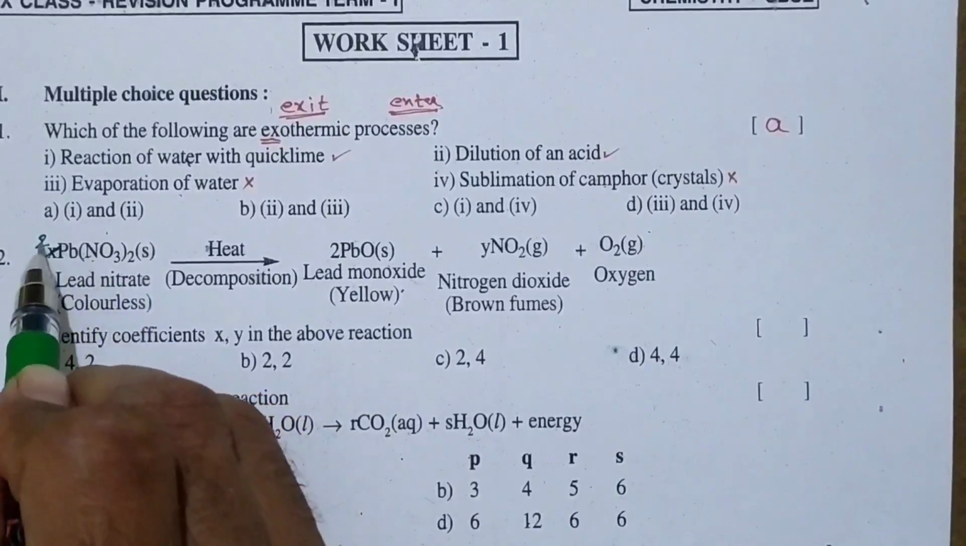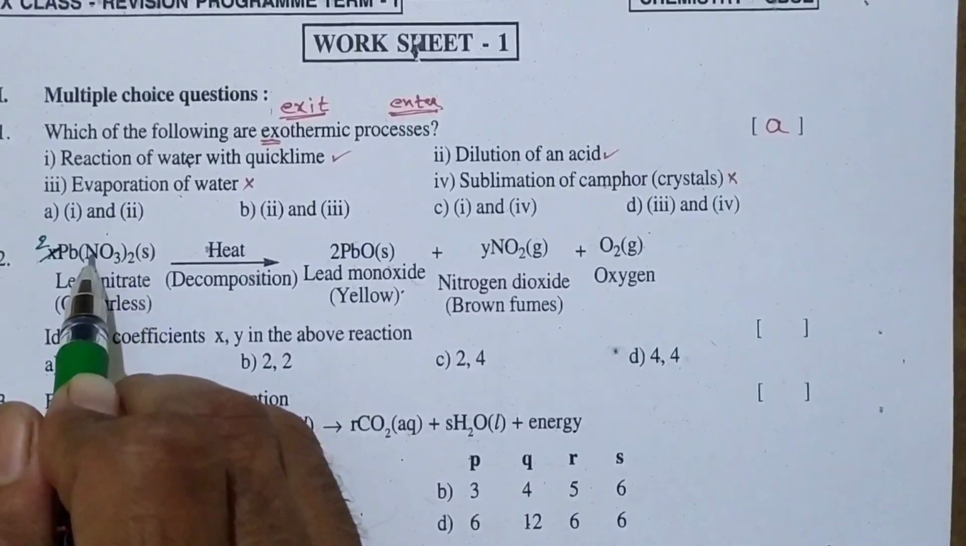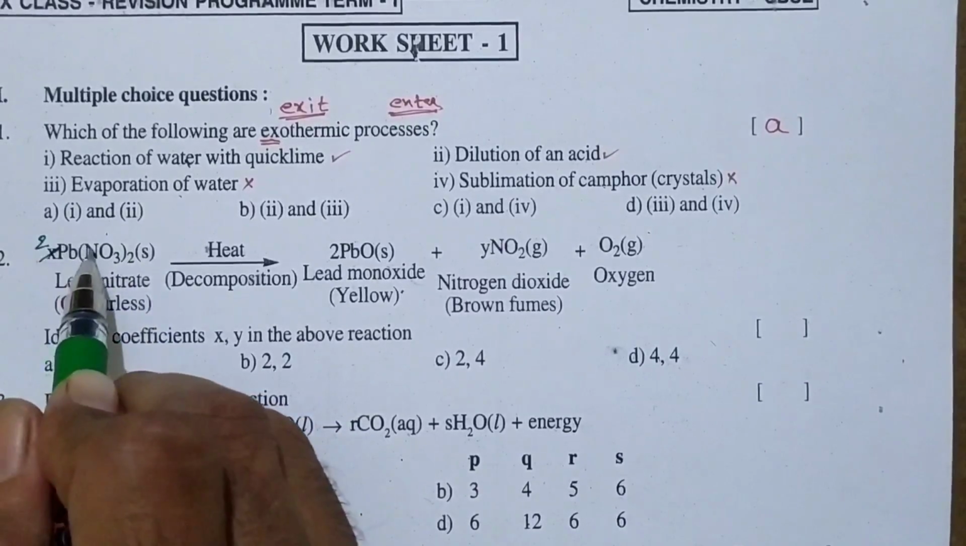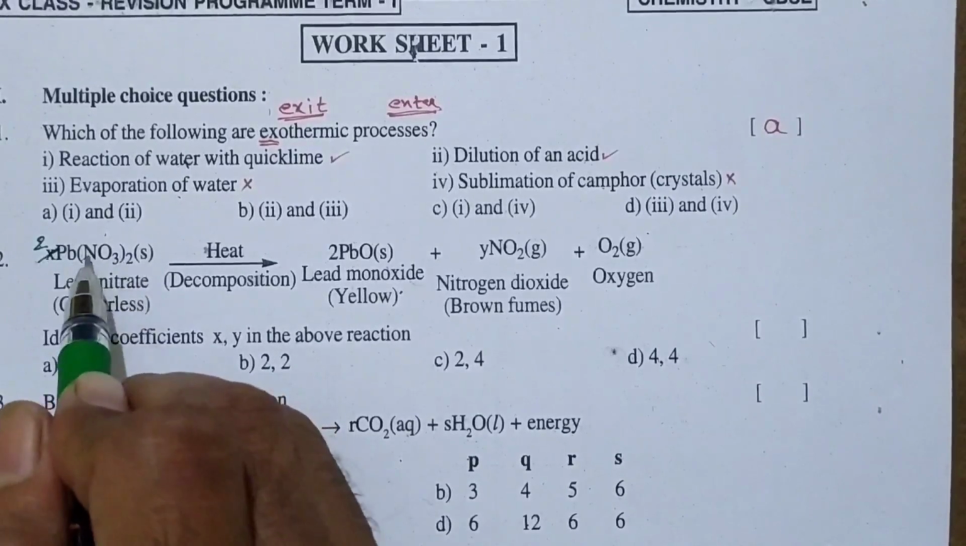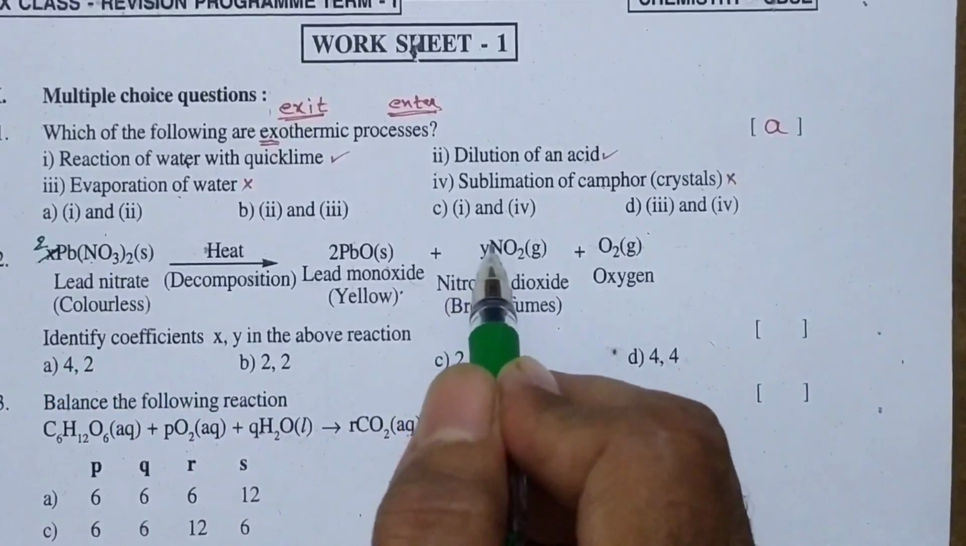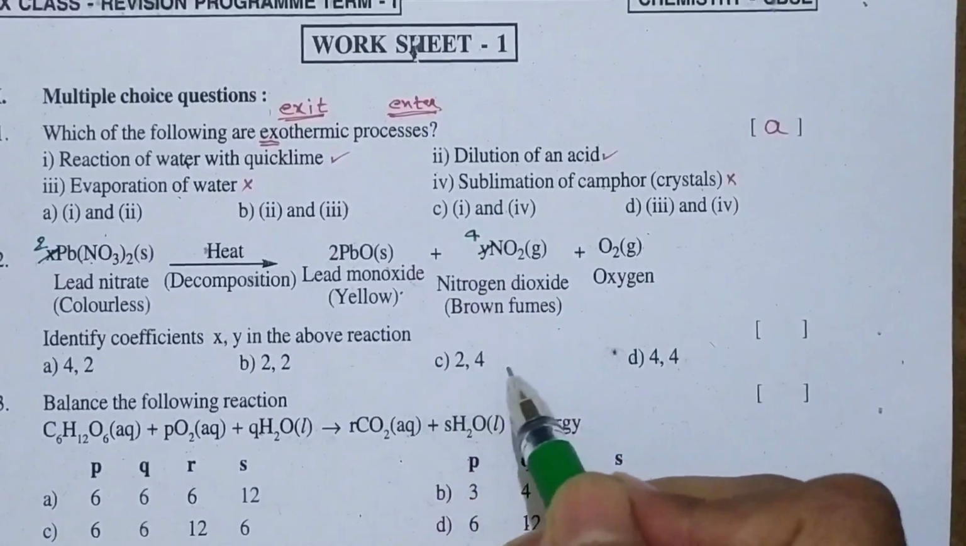So nitrogen atoms: 2 twos are 4. This 2 will go to N, also this 2 will come to N, so 2 and 2 are multiplied. So 2 twos are 4 times nitrogen. Here let us replace y with 4. Now 4 times nitrogen, nitrogen is also balanced.